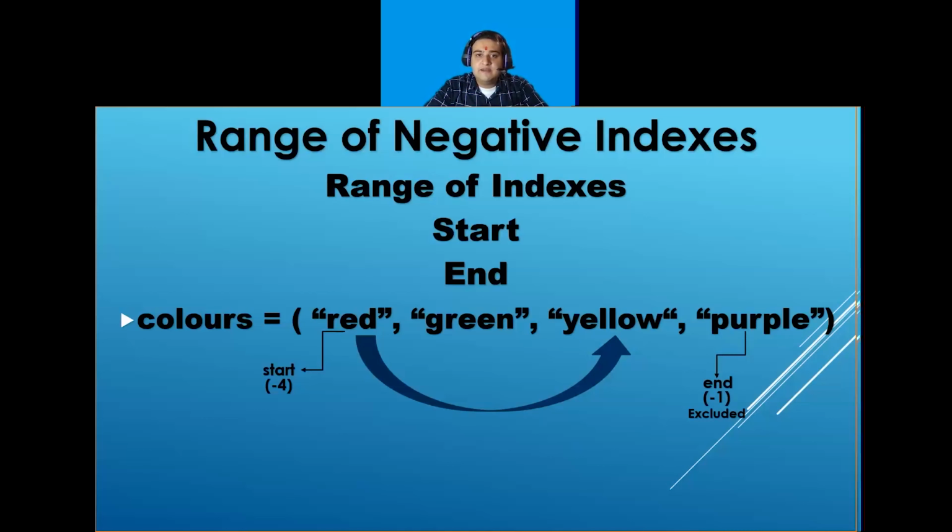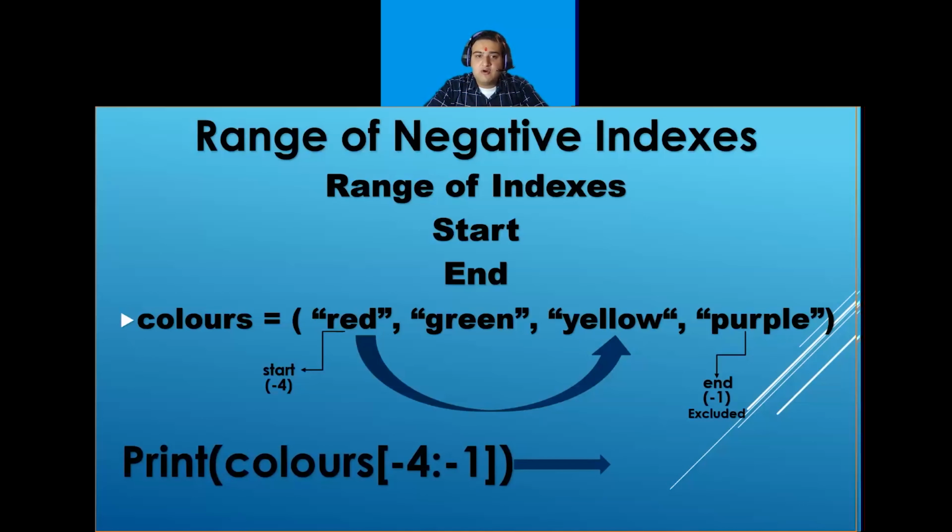So I will write print. I will call the variable which is colors. Now the start index is minus 4 and the end index which is minus 1 is to be excluded. So the output will be red, green and yellow.